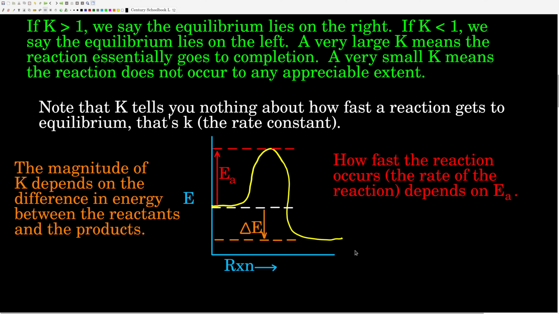I happen to draw an exothermic process. It works just the same for an endothermic process, where the energies of the products are higher than the energies of the reactants. So little k depends on activation energy. Big K depends upon the difference in energy of the reactants and the products, delta E or delta H.